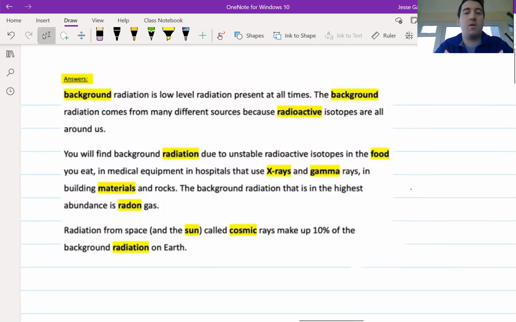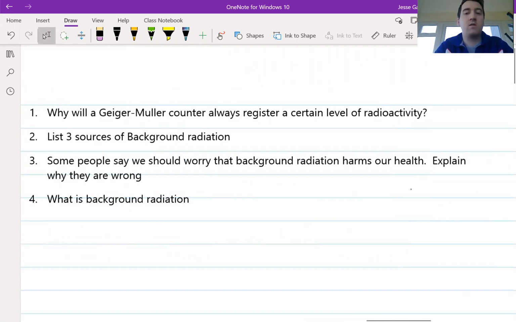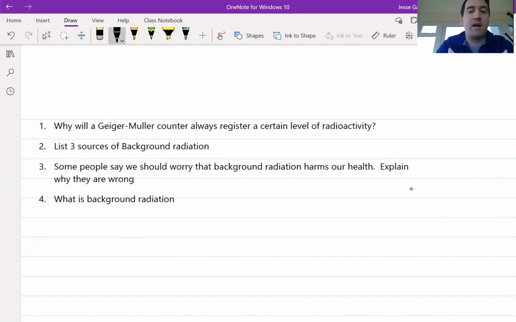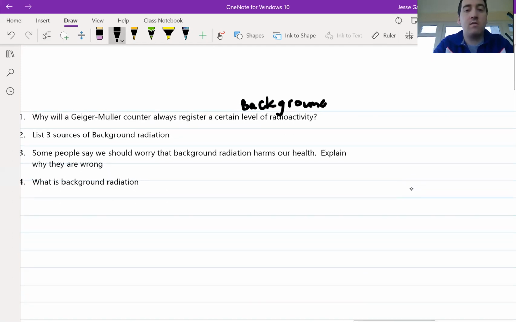Okay, and a couple of questions to finish off. Pause the video, answer questions 1 to 4, please. Okay, number 1, why will a Geiger-Müller counter always register a certain level of radioactivity? That's because of background radiation. It's measuring background radiation. So if you said background radiation in your answer, well done. That's what it's picking up.